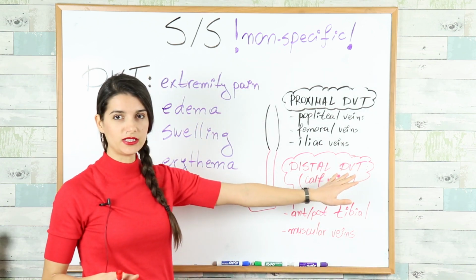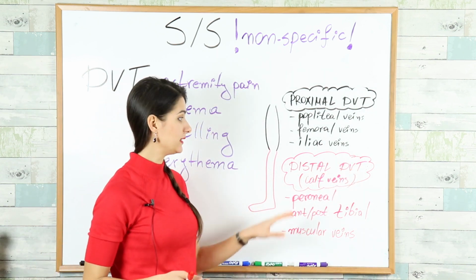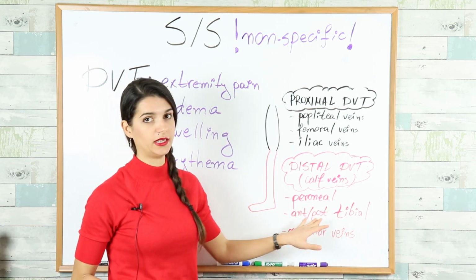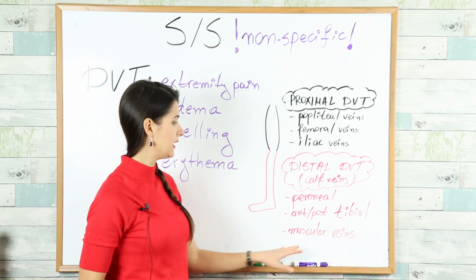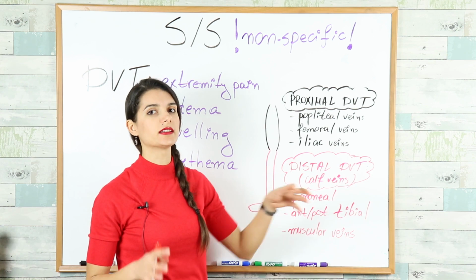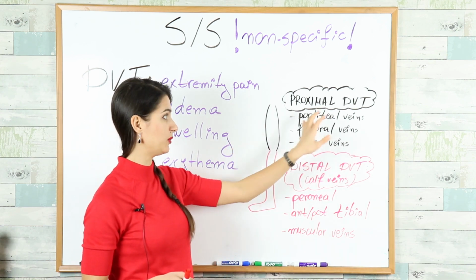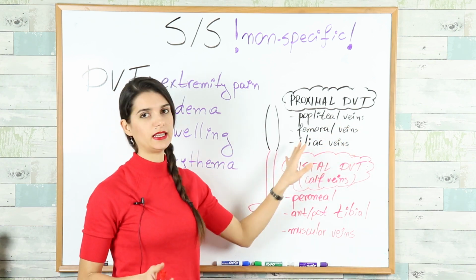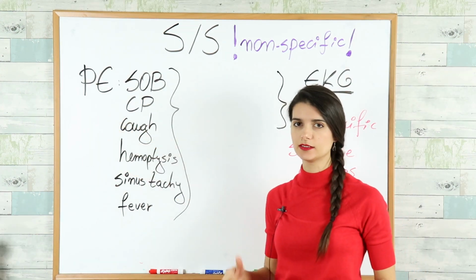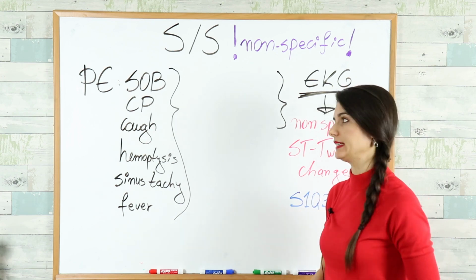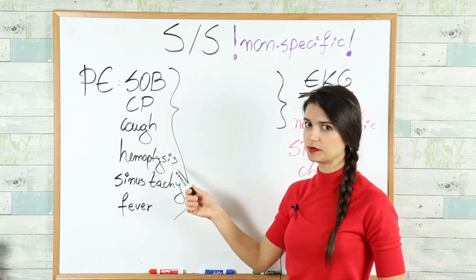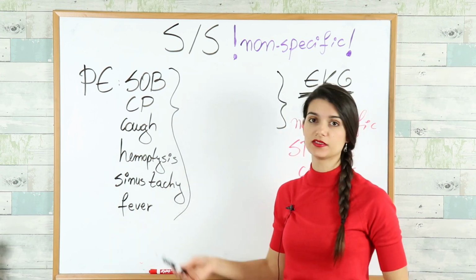Now the distal DVT are basically clots in the calf veins, and the calf veins are the peroneal, the anterior and the posterior tibial veins, and the muscular veins. And what is proximal DVT? Basically it's a clot in the following veins: in the popliteal veins, femoral veins, and iliac veins. The signs and symptoms for pulmonary embolism are again non-specific. The patient can present with shortness of breath, chest pain, non-productive cough, hemoptysis, sinus tachycardia, and even fever.